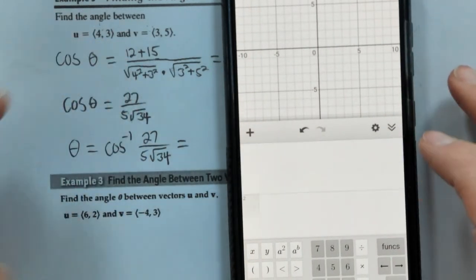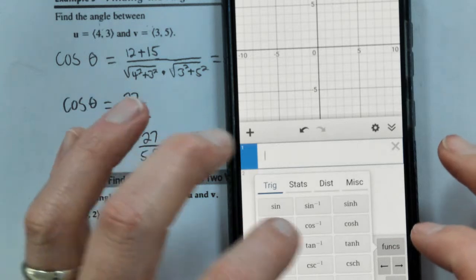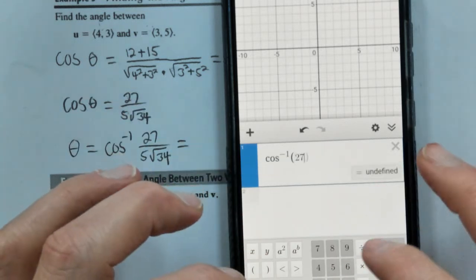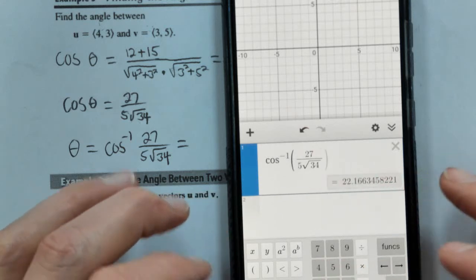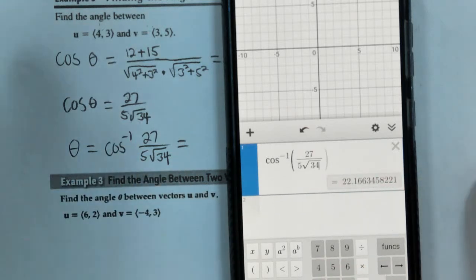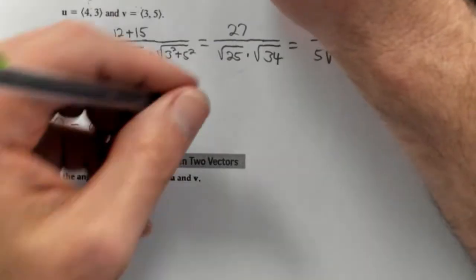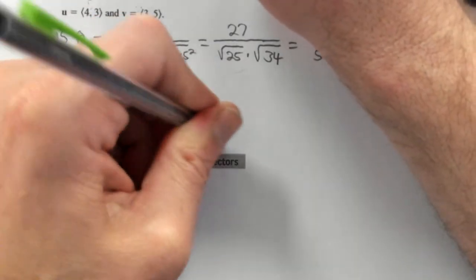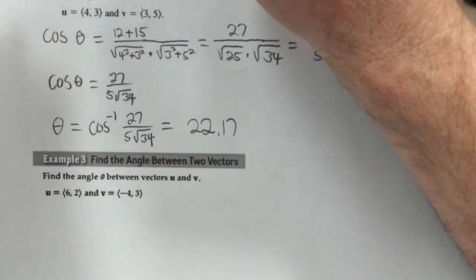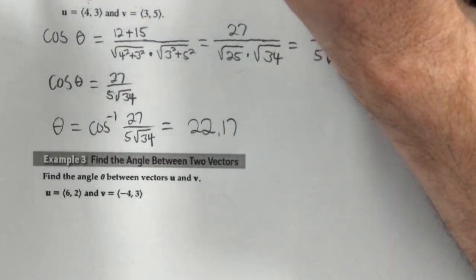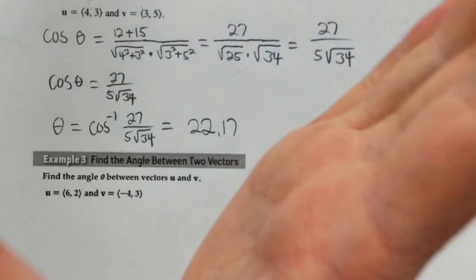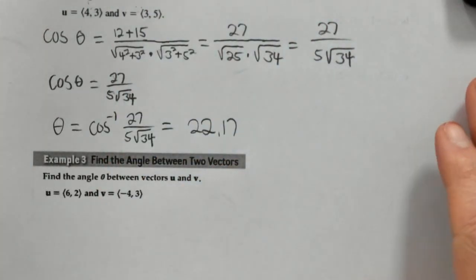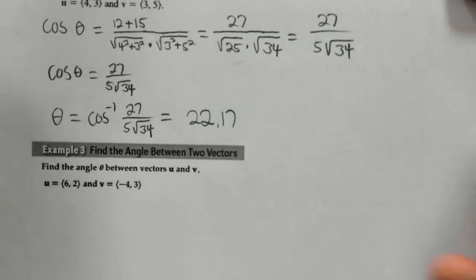Remember, it defaults to radians every time you restart that app, so just make sure you double check that. So we're going inverse cosine of 27 over 5 square roots of 34, and that is 22.17. So the angle between these two vectors would be 22.17 degrees. Of course, that's provided that these two are coming from the same initial point. They've got a common initial point in order to be able to have an angle between them, obviously.